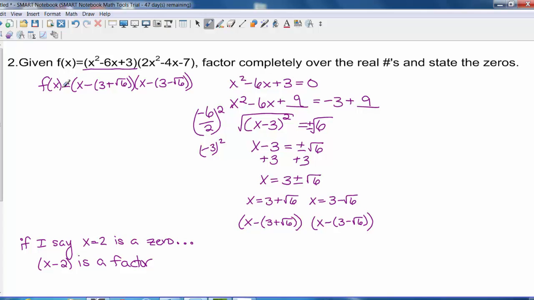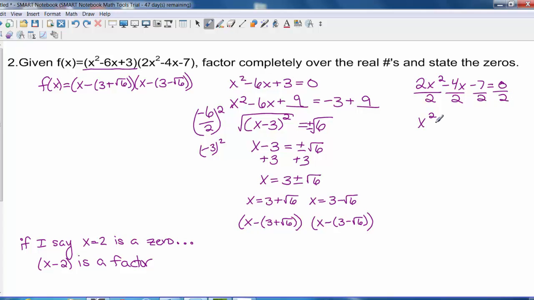So my next polynomial here, that's the other factor, I need to factor that further. So I have 2x squared minus 4x minus 7 equals 0. So I'll set it equal to 0 and solve it. I'm going to do completing the square again. Notice that my a value here is not 1, so I have to get it to be 1. So in order to do that, I'm going to divide everything by 2.